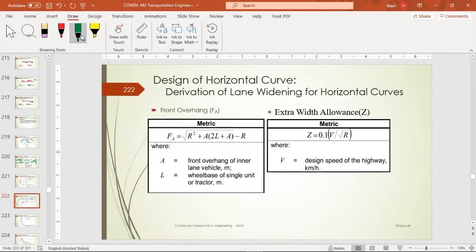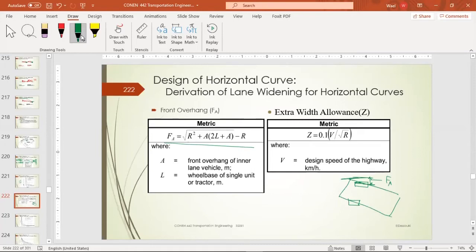Then we have the front overhang. The front overhang, basically, when a truck is turning, say for example, the truck is turning like this, and these are the front wheels. That's the front overhang, because the front overhang exceeds the outer wheel track. So the front overhang is calculated this way.